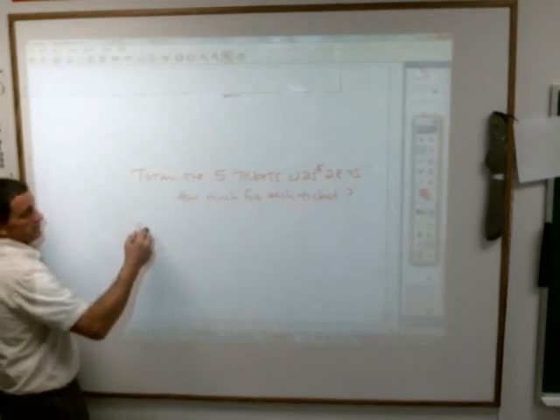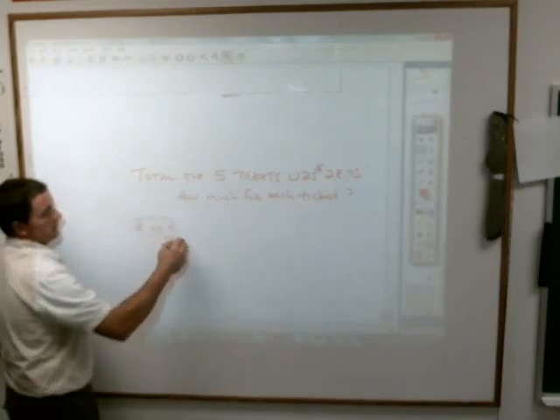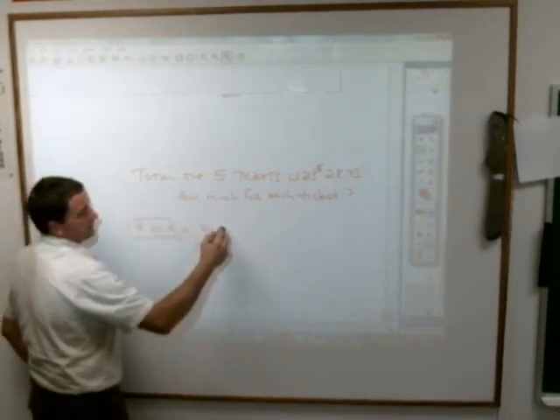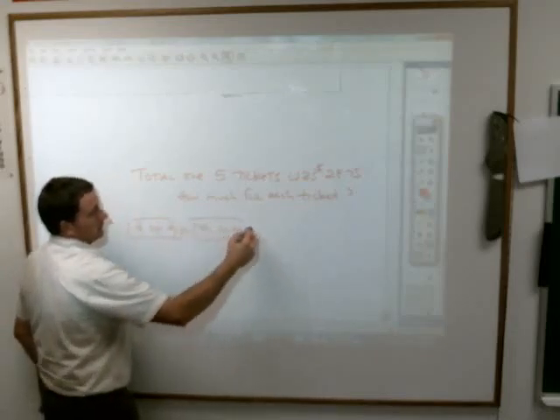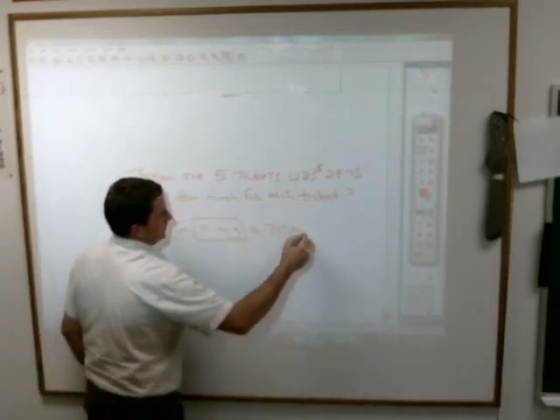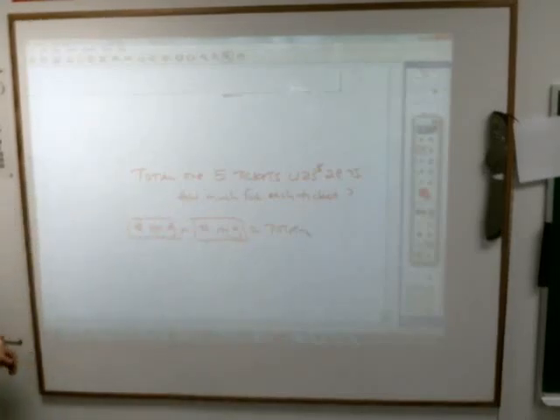Number of groups times the number in each group equals total. What word can you exchange for groups there? Now, that's a tough one. The word group can be substituted for one of the other nouns in that sentence. If you look at the nouns in there, your choice is either tickets or dollars.